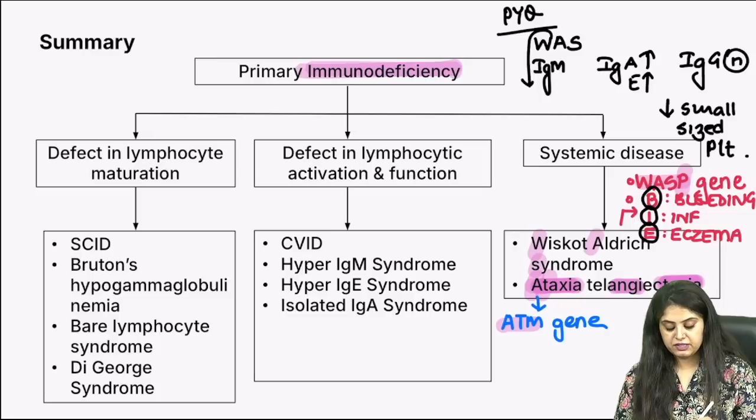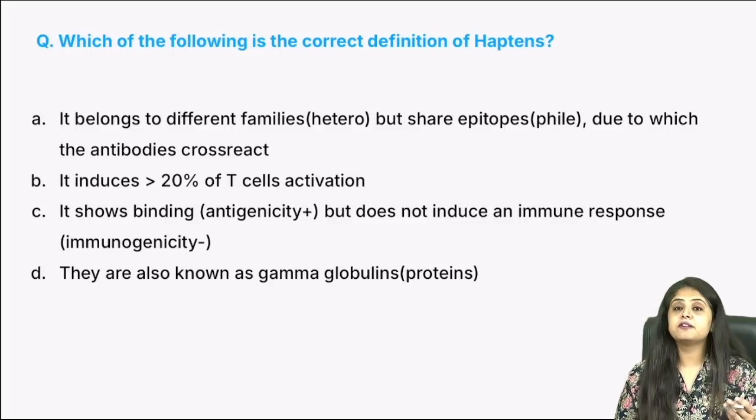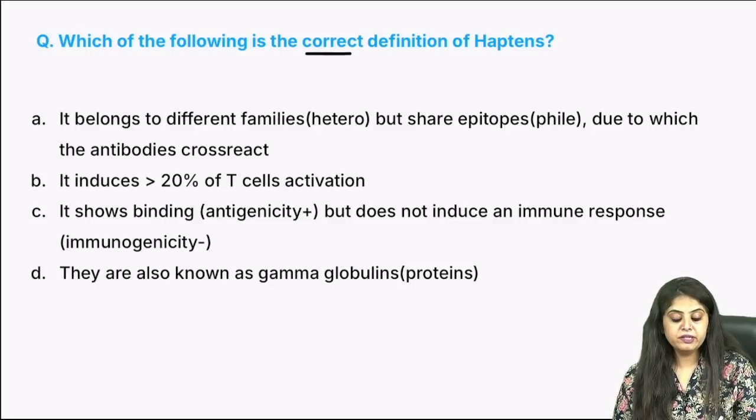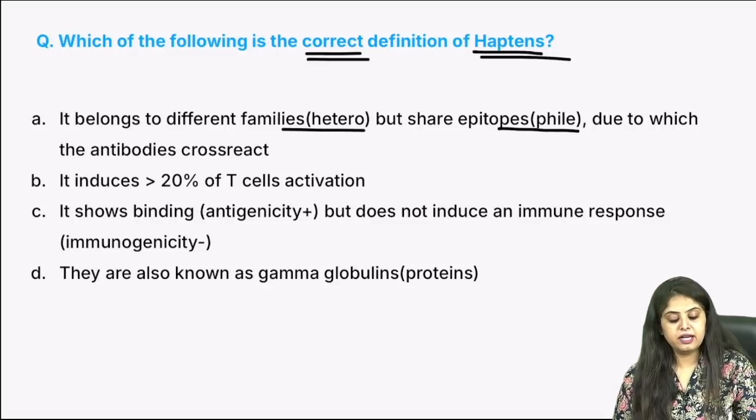Finally, we have wrapped up with this entire situation, and now we move on to the next question, which is again something which will come in a twisted format, one of the tougher ones. So let's go. Which of the following is the correct definition of a hapten? Let's go one by one. Is hapten belonging to different families that share epitopes due to which antibodies cross-react? No, that is the definition of a heterophile antigen.